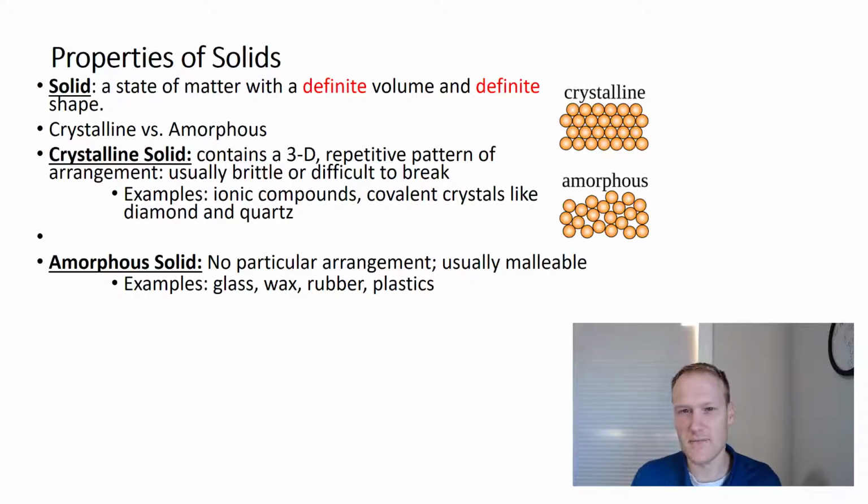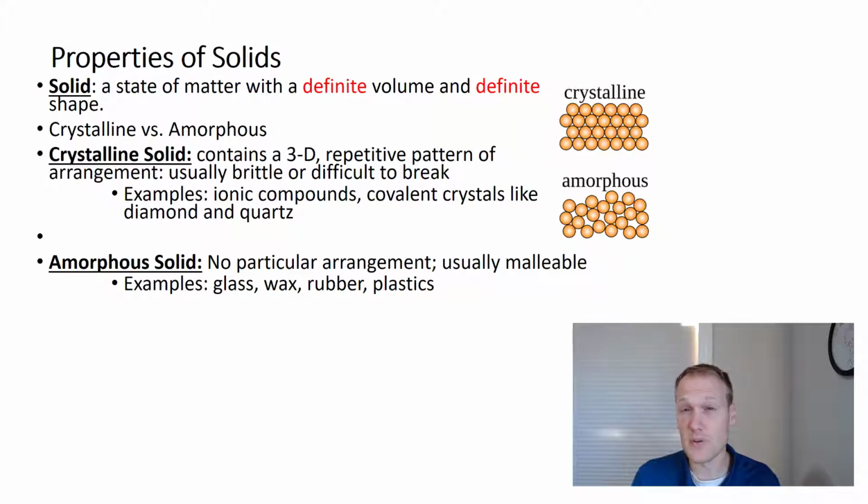of solids. First of all, a solid is anything that has a definite volume and a definite shape. This means it can't be compressed. This means it's also not going to flow. A solid's not going to take on the shape of its container. It's going to be a rigid structure. That rigid structure can happen in a couple different ways.